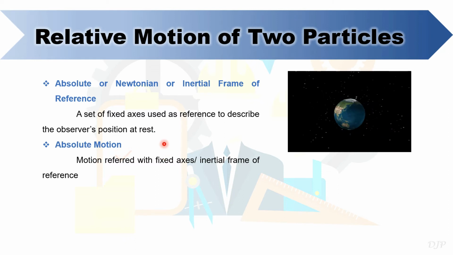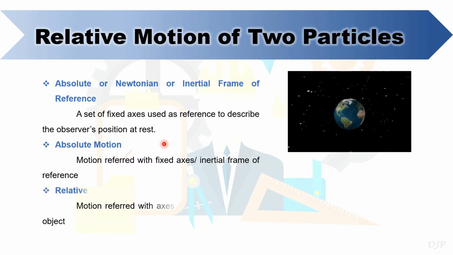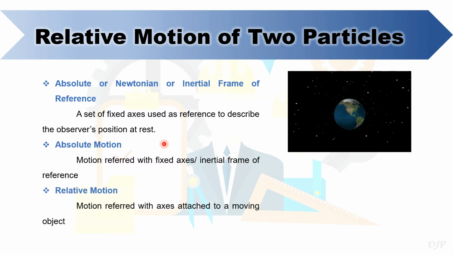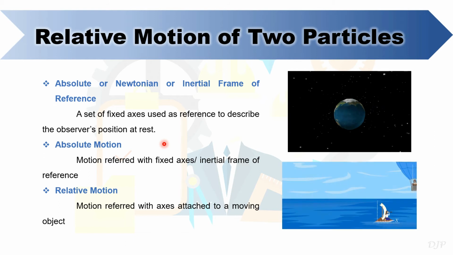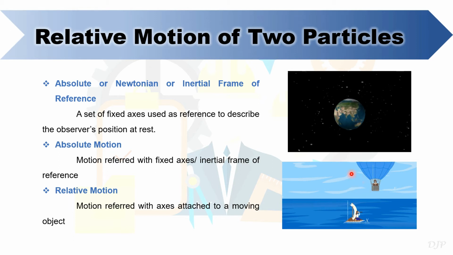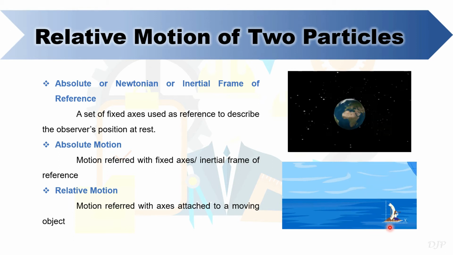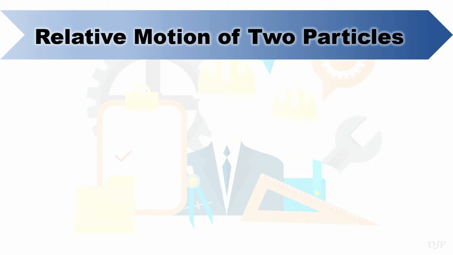Now, how about if the observer or the reference itself is moving? For such motion, we refer to that as relative motion. A simple example is this one in which an observer, let's say the one inside the hot air balloon, is actually moving aside from the motion of what is observed below.